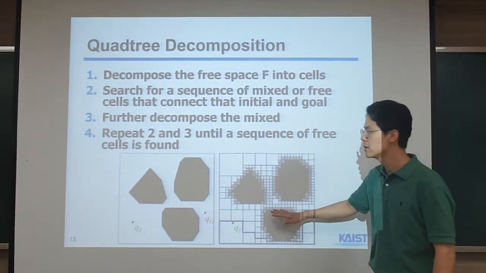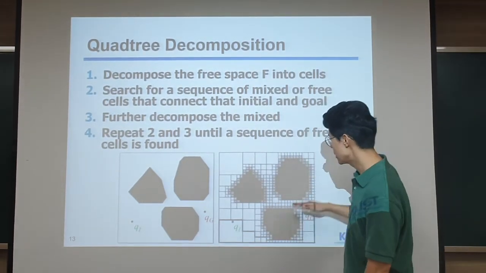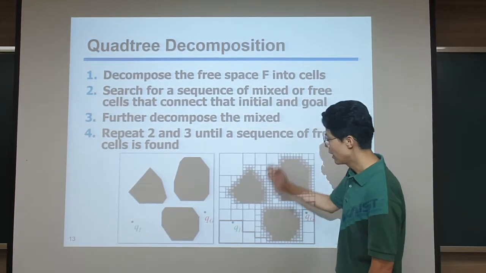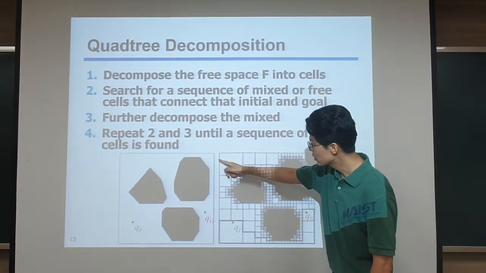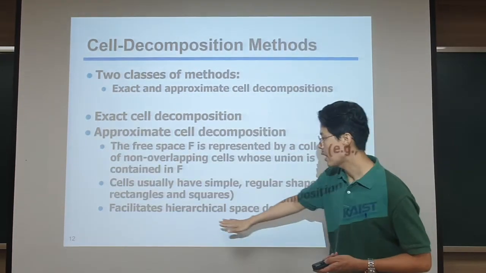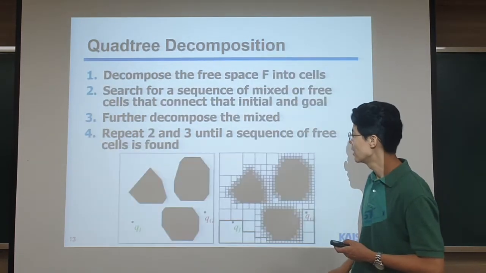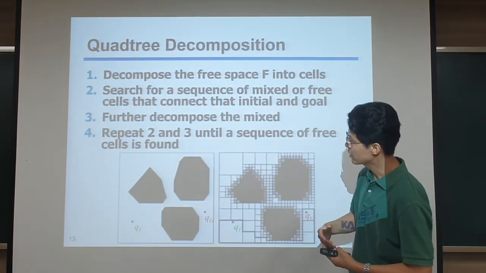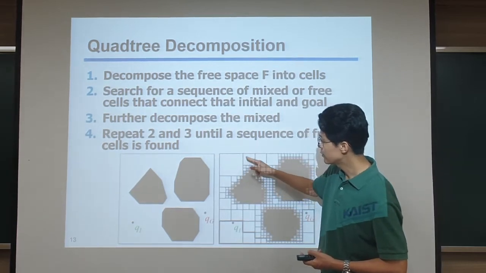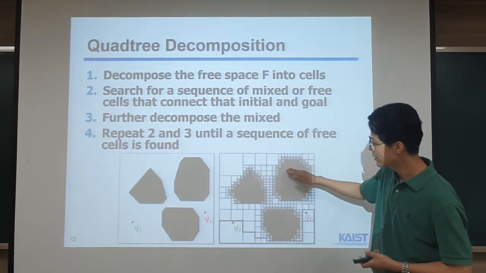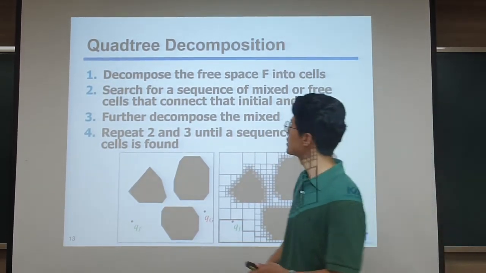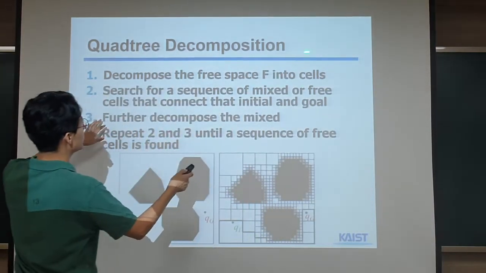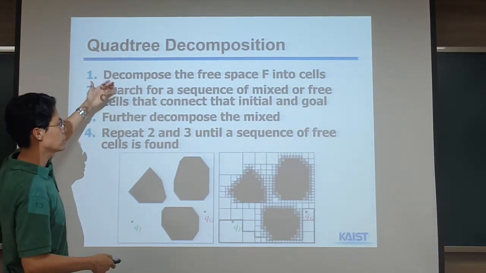Quadtree is nothing but, given a cell, we divide the cell into four, and then we keep doing that until each node. That's why I mentioned that it's the hierarchical space decomposition. We keep hierarchically refining until the sum of nodes fully contains the free space, also the obstacle space. And then we decompose the free space F into the cells, and then we keep doing this process.